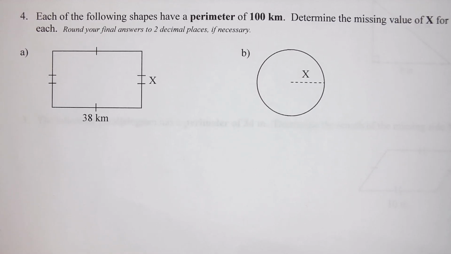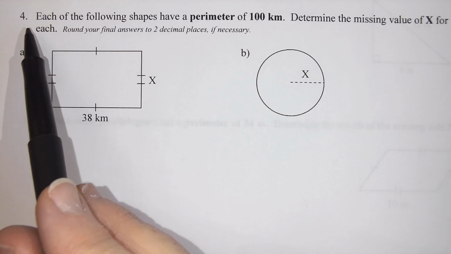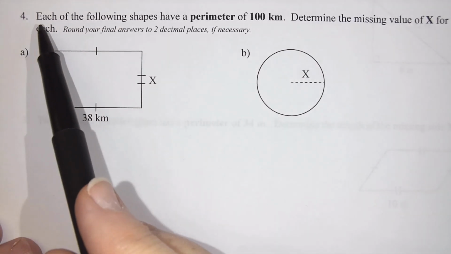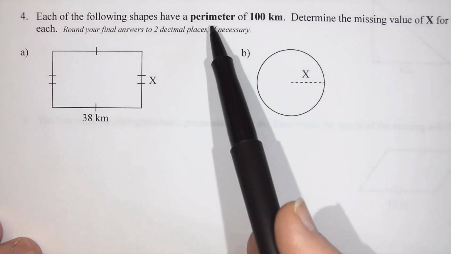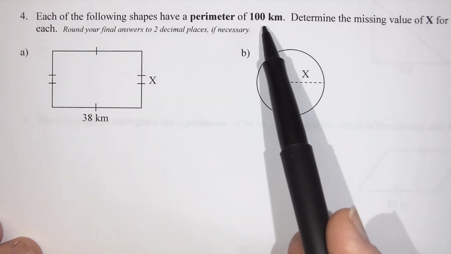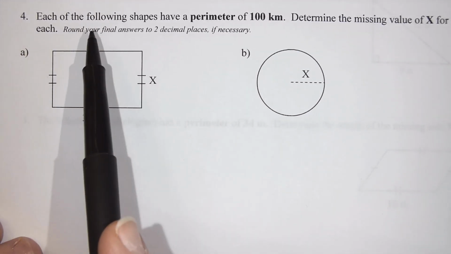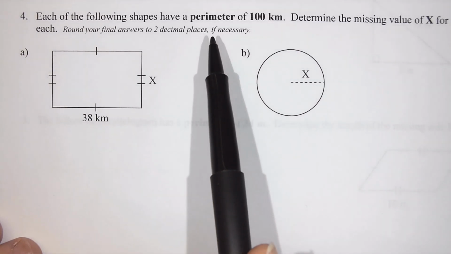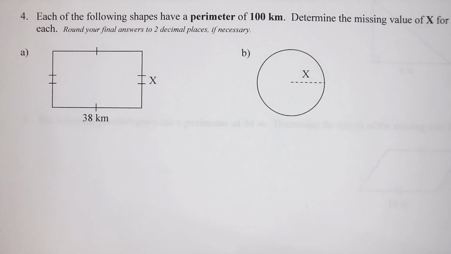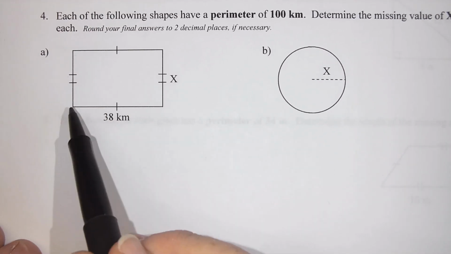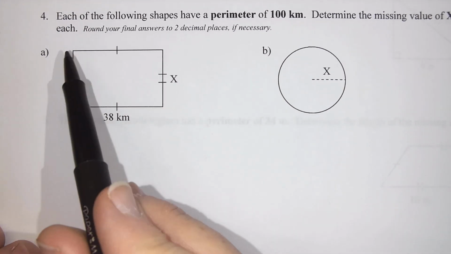In this video, we are going to take a look at question number 4 from our lesson on perimeter. It says each of the following shapes have a perimeter of 100 kilometers. Determine the missing value of x for each, and round your final answers to 2 decimal places if necessary. Looking at this first shape, this is actually a rectangle.